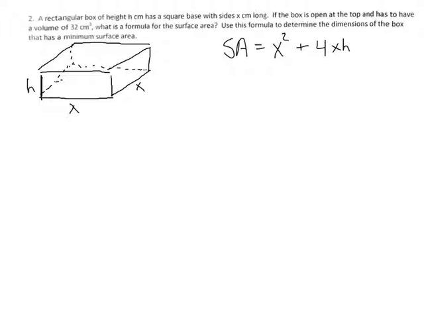Now, we technically have 3 variables here. Surface area is kind of one variable, one idea. We have x's and we have an h. So again, we want to eliminate one of those before we can actually take a derivative. They tell us some things about volume, though. So let's come up with a volume formula for this. Volume for this particular shape would be x squared times h, right? You multiply width times length times height. We know that the volume is 32.